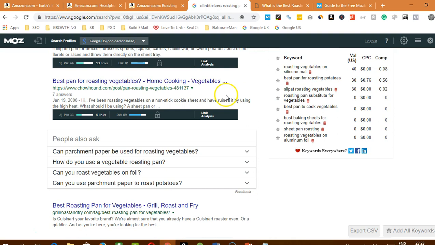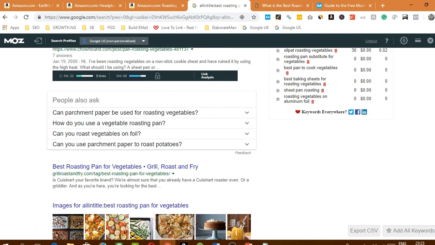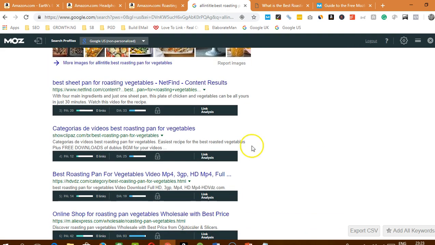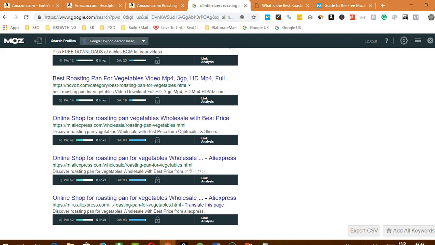Okay, this one is more like a question: best pan for roasting vegetable. And see, 33, 25, 19. This is a very, very good sign if you are coming in. See the pages that are targeting the keyword, you see best roasting pan for vegetable video, this is just a random page. Same thing with this one and this one. The domain authority for those pages is very, very low. This is AliExpress. Don't bother yourself with these ones.